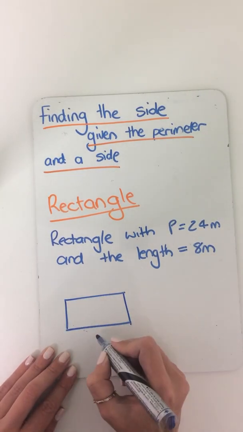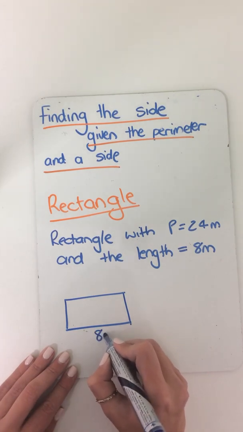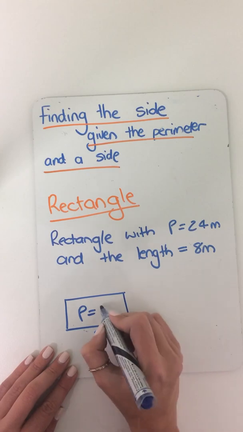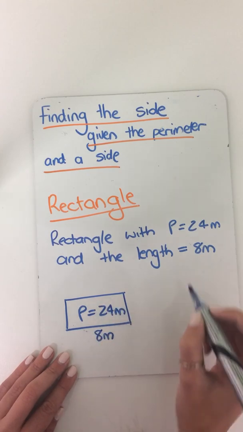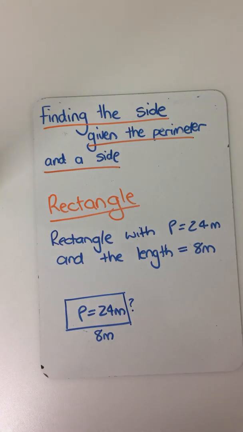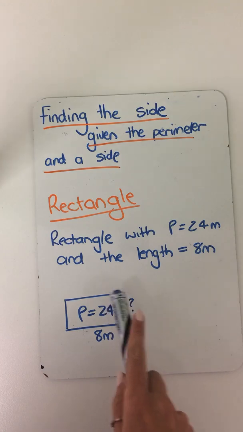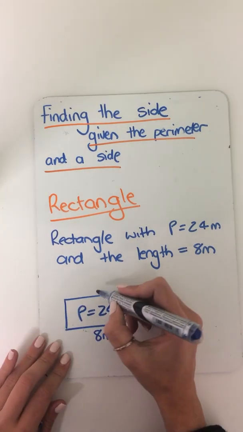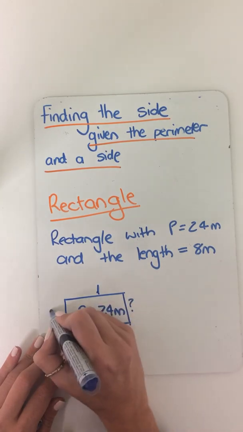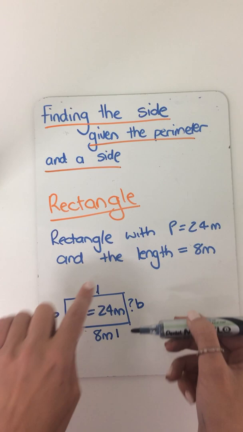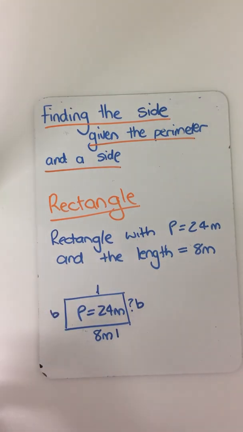Here's my rectangle. My length, they're telling me, is 8 meters, and the perimeter, so around the border of the shape, is 24 meters. The question wants me to find the breadth. How do I find the breadth of the shape? So we know with perimeter you have to add all around the outside of the shape. This is a length and this is the length. This is the breadth. This is the breadth. I have two lengths and I have two breadths of the shape.